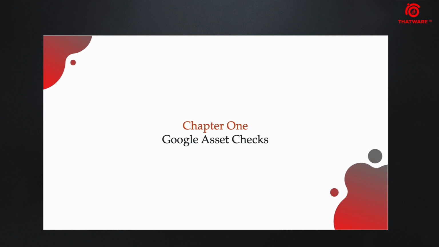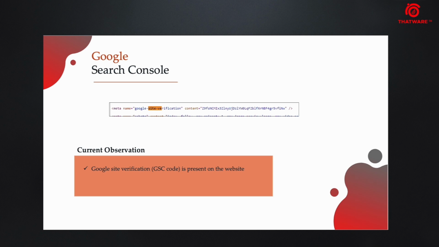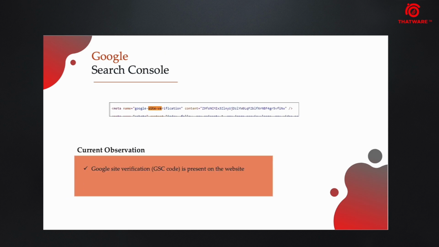So starting with chapter number 1, let us first check the Google assets, as you can see, both Google Analytics and Google Search Console. You can just open the source code, press Ctrl F, and check if the two most important things, Google Analytics and Google Search Console, are present or not.